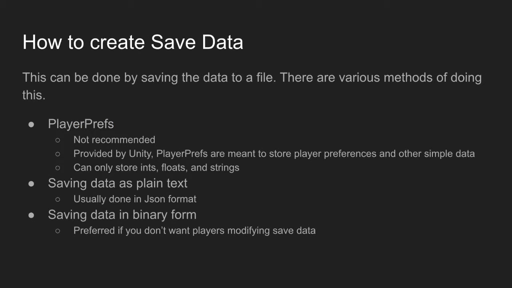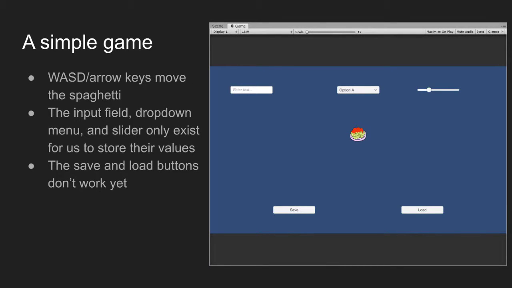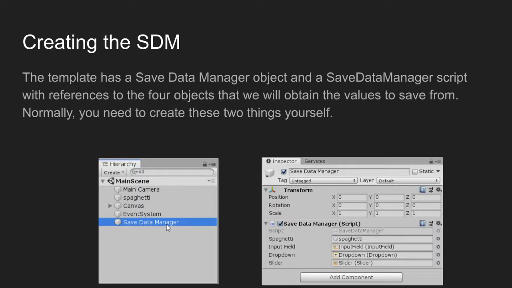Okay. So basically, right now we're saving our save data as JSON. And so the template should have this. We're going to save the position of the spaghetti, which you can move, and the value in the text box, the drop-down option, and the slider value. And the template should already contain a lot of this. All we're doing right now is writing the code in order to save the values to a file.